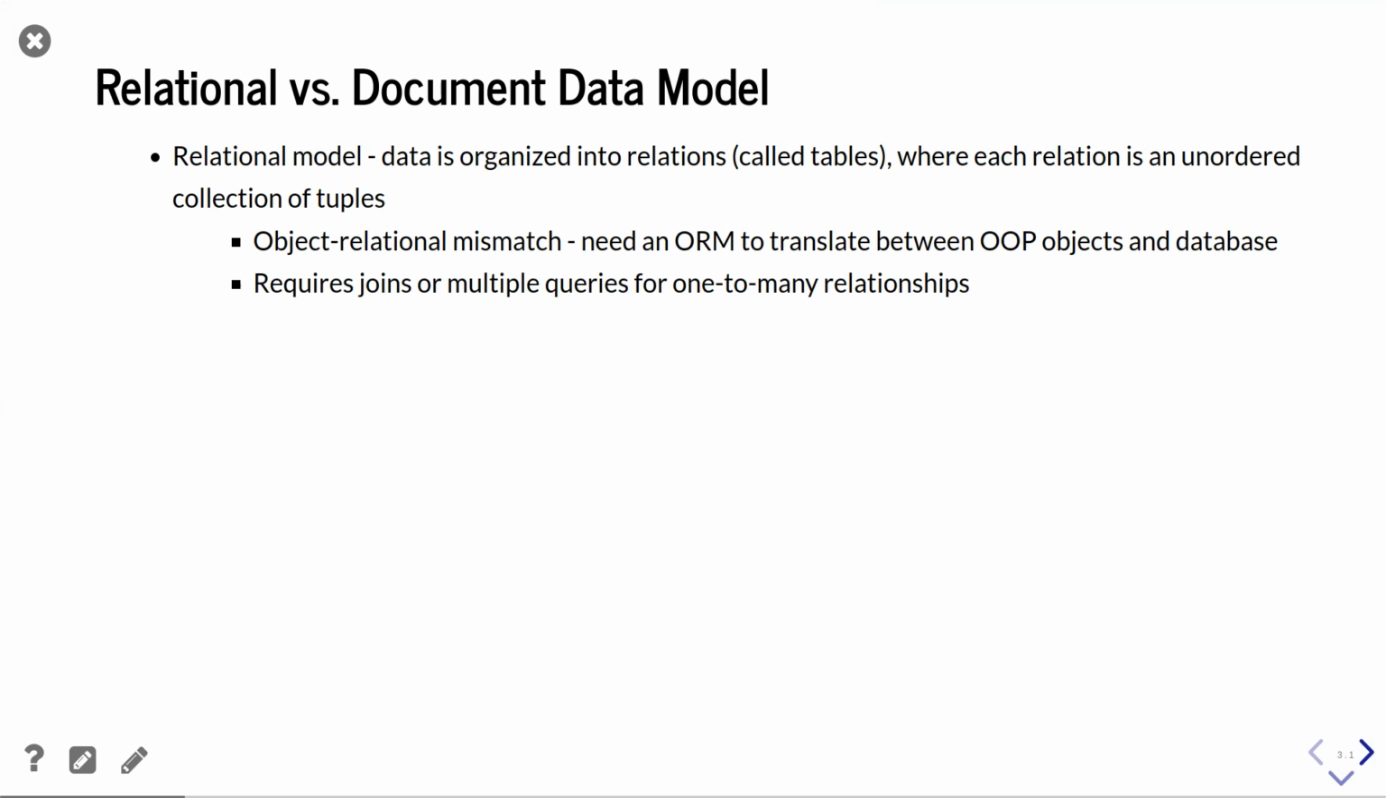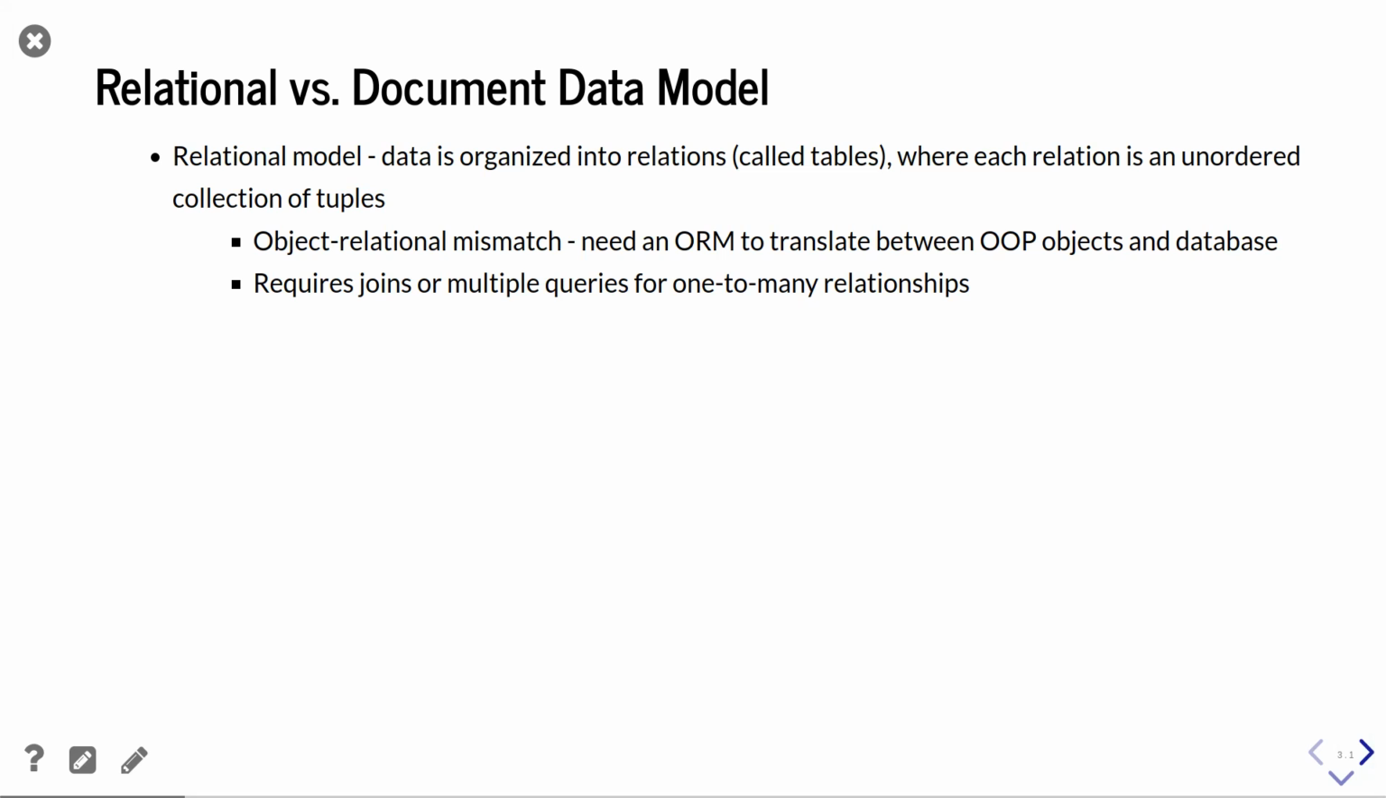So there are two dominant approaches to data modeling, the relational data model and the document data model. In a relational data model, data is organized into tables or relations, and each relation is an unordered collection of tuples. This is the dominant approach used in many databases such as MySQL or Postgres. And from a data model perspective, it has a lot of advantages, but also a few disadvantages.